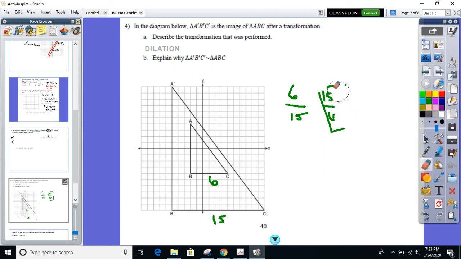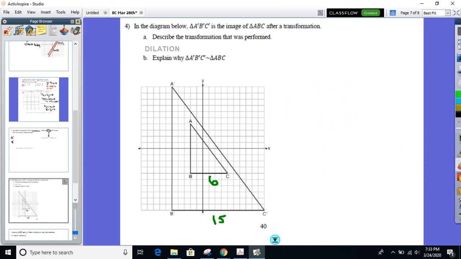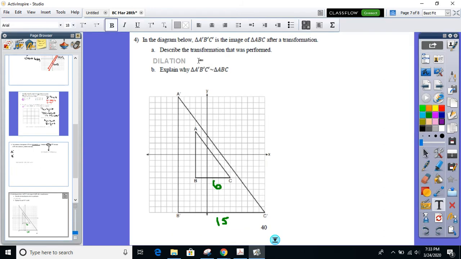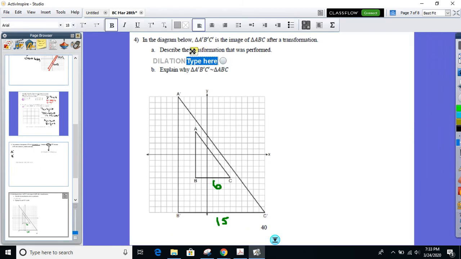All right, so I can go back up and finish my sentence up there and say a dilation with a scale factor of, you can write 15 over 6. If you want to reduce it, that's what I did, a scale factor of 5/2, but 15 over 6 would have been fine. Okay. Now explain why triangle A prime, B prime, C prime is similar to triangle ABC.